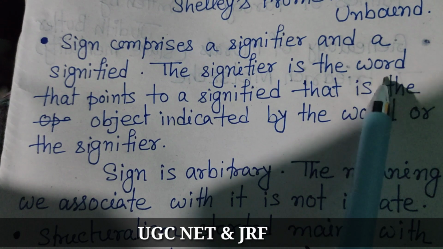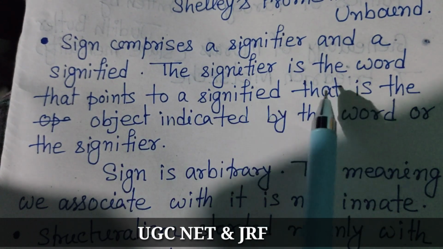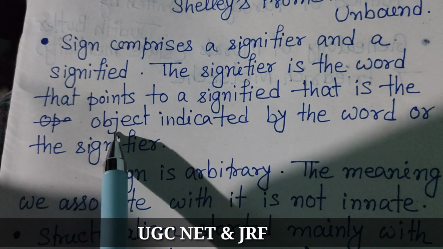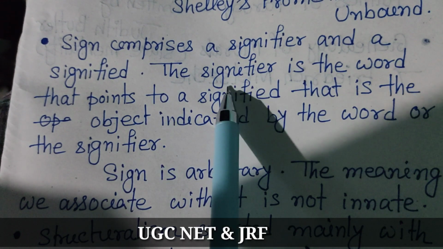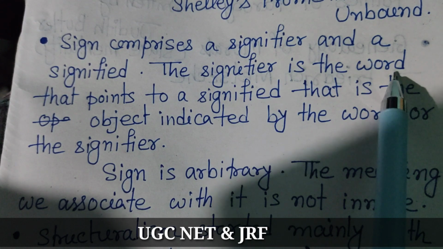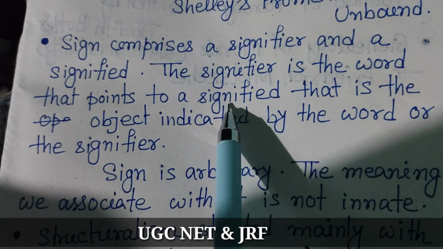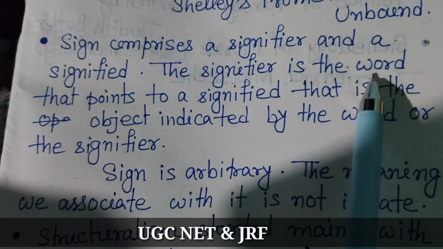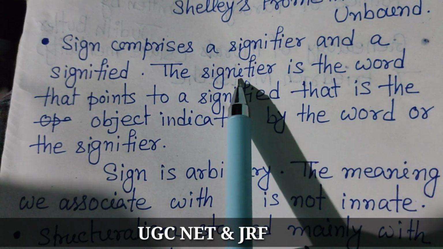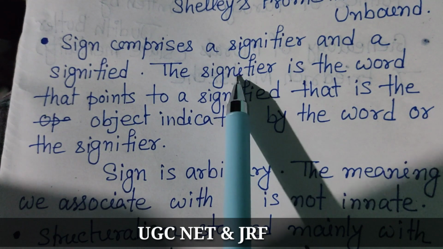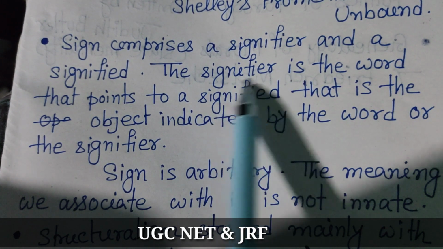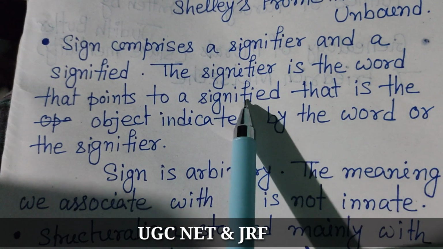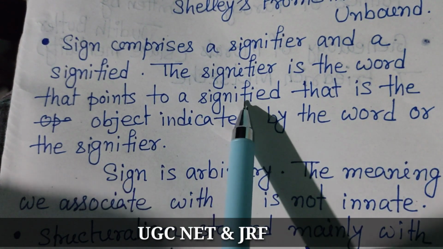The signifier is the word that points to a signified, that is the object indicated by the word. Signifier is the word and signified is the concept or the image that comes with that word. For example, if I say tree is the word, it is the signifier, and the image that is coming in my mind, suppose I am imagining a banyan tree, suppose someone is imagining a mango tree. So the image that is coming, that is called signified. So these are all concepts related to structuralism.